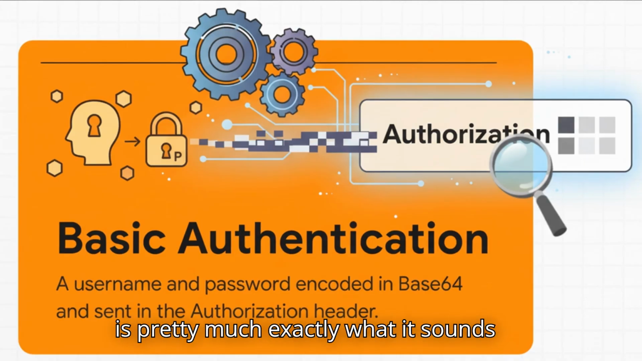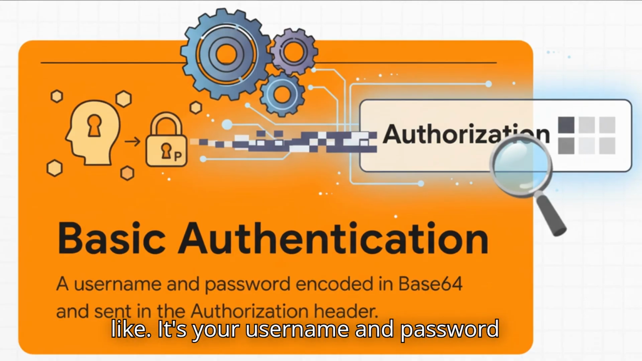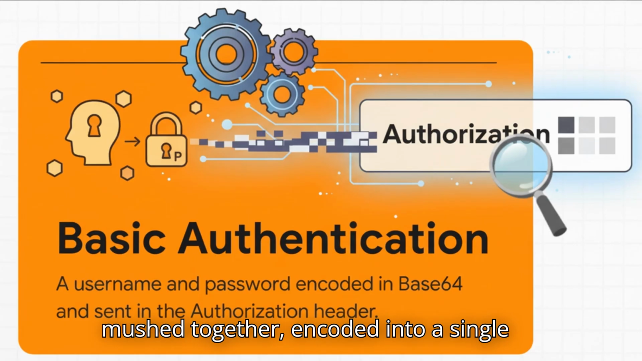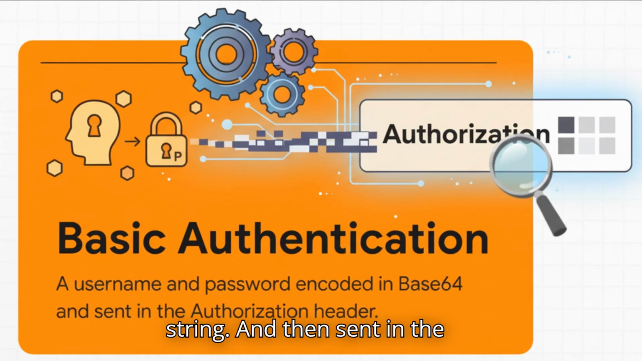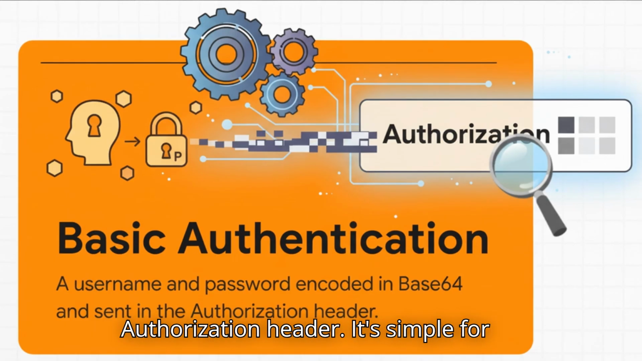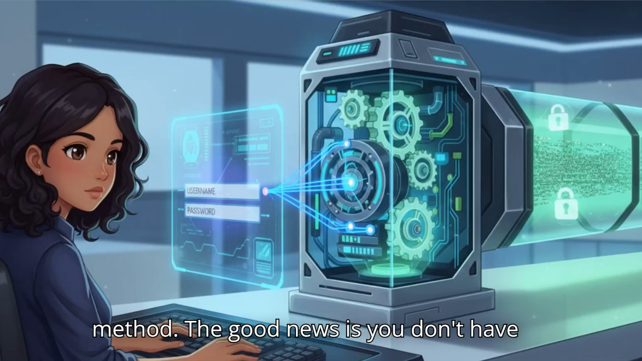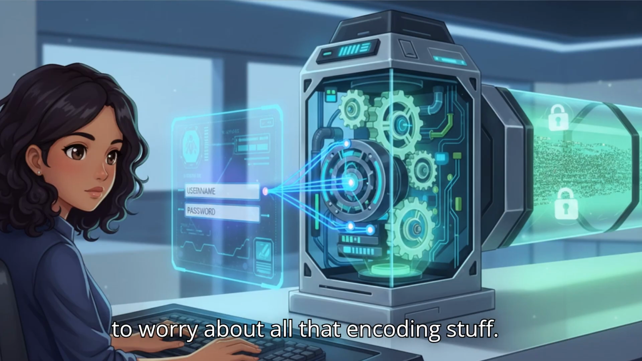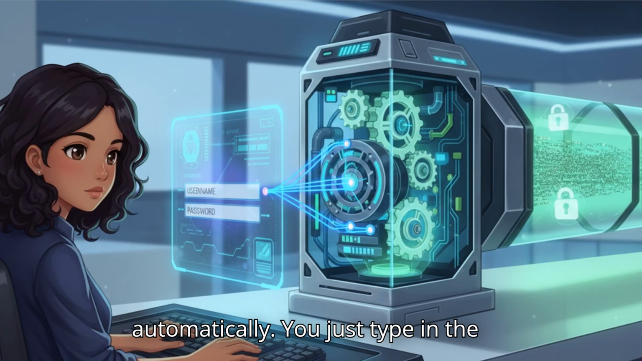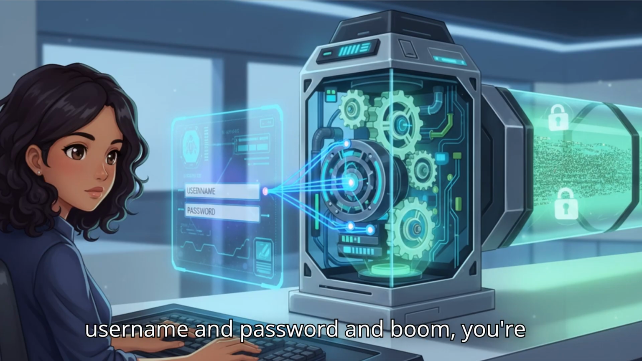All right, next up is basic auth. This one is pretty much exactly what it sounds like. It's your username and password mushed together, encoded into a single string, and then sent in the authorization header. It's simple, for sure, but it's also a bit of an older method. The good news is you don't have to worry about all that encoding stuff. Tools like Postman do all that for you automatically. You just type in the username and password and boom, you're set.